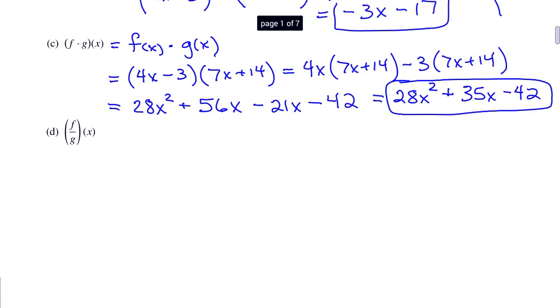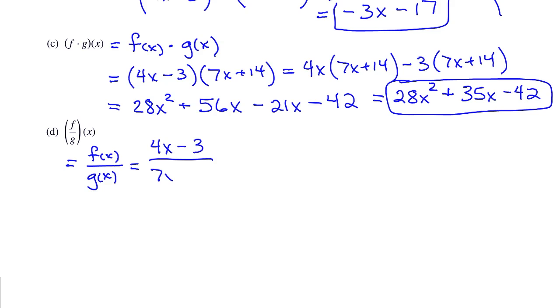Lastly, f over g of x would be f of x over g of x. And that's 4x minus 3 over 7x plus 14. And that's it. Nothing you can do to that one. That's as simple as that one gets.